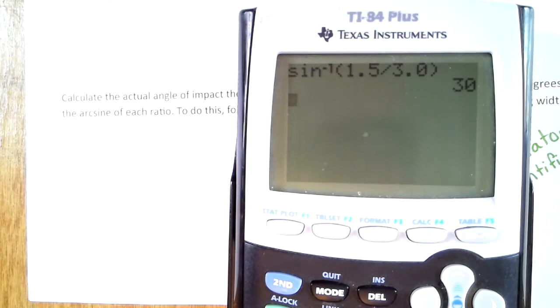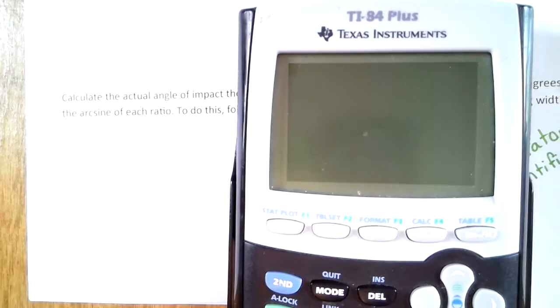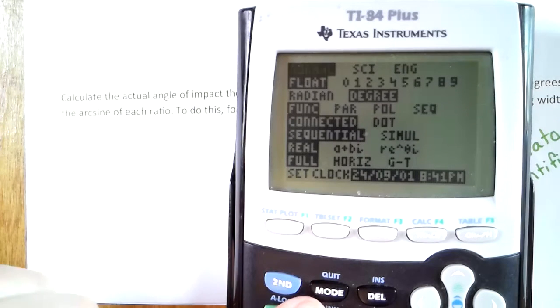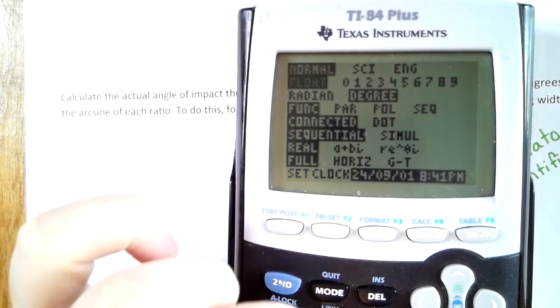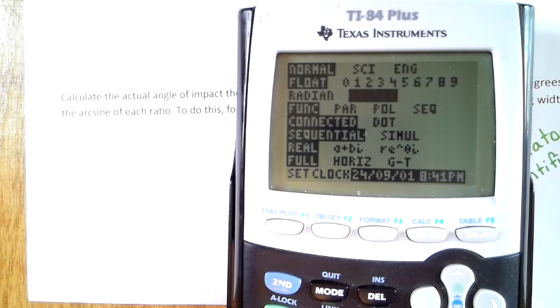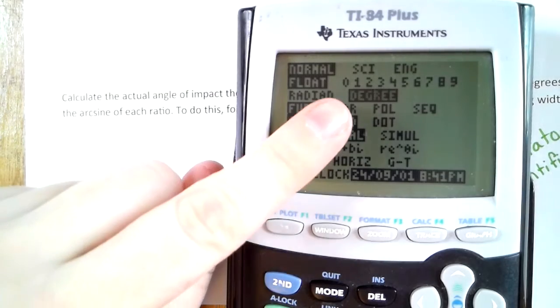The first thing we have to check, if you're using your own calculator at home, is go into the mode button. Hit the mode button and make sure you're in degrees. Make sure degrees is highlighted there. If you're in pre-calc or calc, sometimes they'll have you put it into radians, and that's not going to get you the answers you want, because it's going to give you really funny decimals since it's in a different mode. So always make sure you're in degrees.